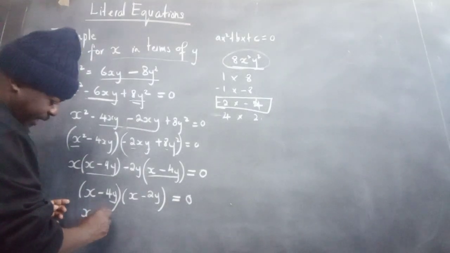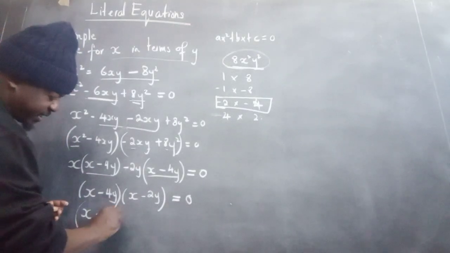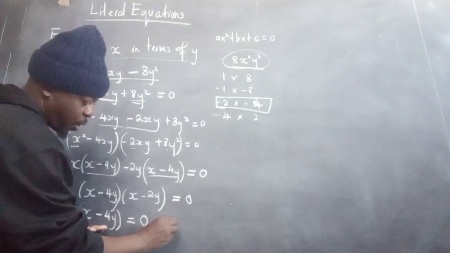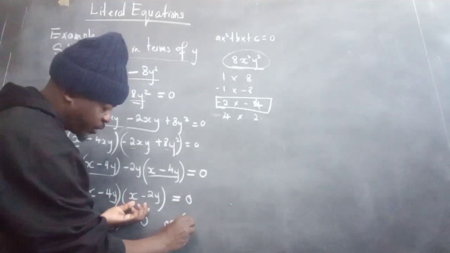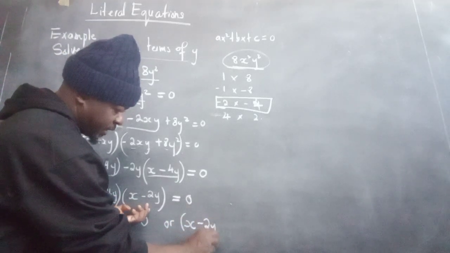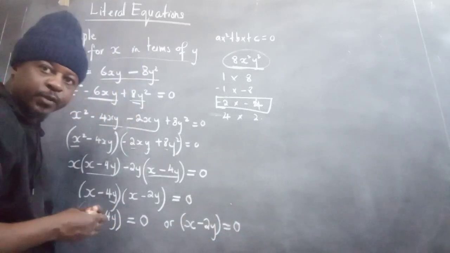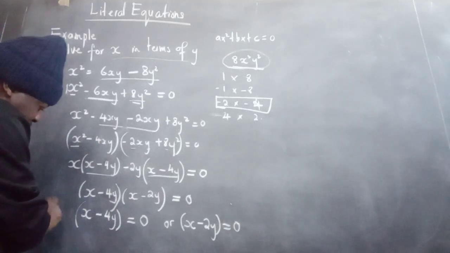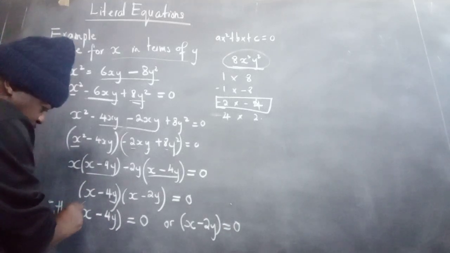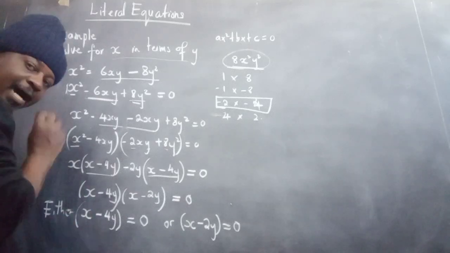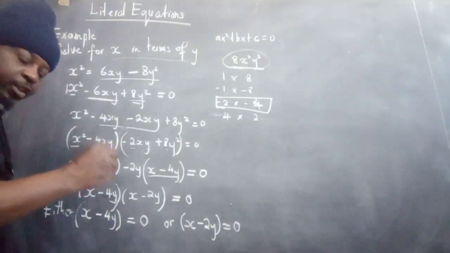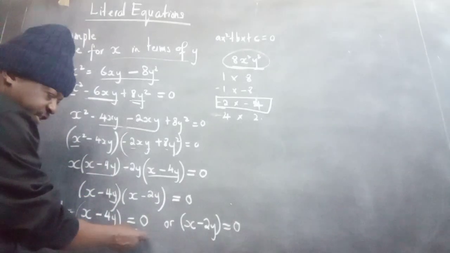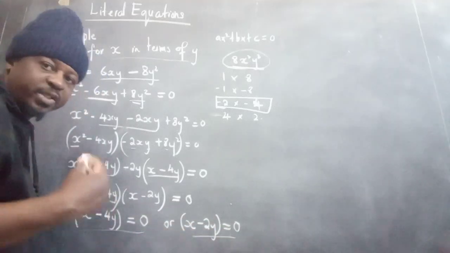either x minus 4y, either this expression here is equal to 0, or this other expression is also equal to 0. So this is a must. We must write here the English word, either. So at this point, it is important we write either x minus 4y is equal to 0 or x minus 2y is equal to 0. And then we treat these two expressions separately as two separate equations.